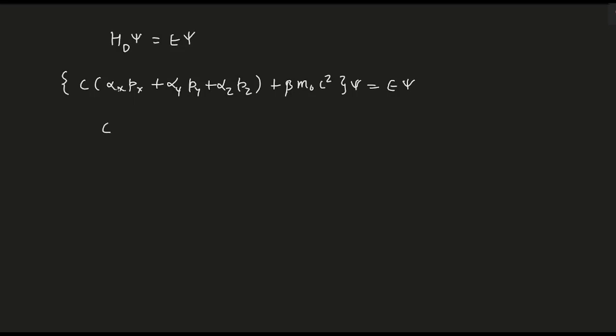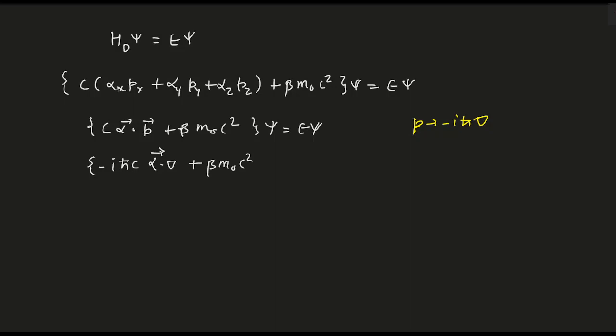So you see this c alpha dot p thing can be written as something else. What can it be written as? You know p is given as minus i h-bar del. So you can write it as minus i h-bar c alpha dot del, plus beta m_0 c squared times psi equals E psi. Fine.